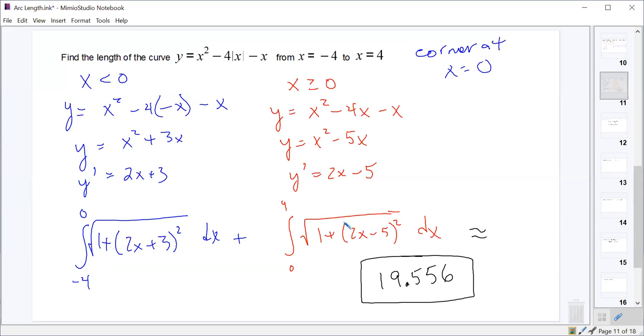And just a side note, how would we have integrated each of these if we didn't use our calculator to approximate them? Would you use sub? Yep, you do a trig sub, right? You let 2x plus 3 equal tangent theta for this one. And you let 2x minus 5 equal tangent theta for this one. And so then you'd have 1 plus tangent squared, which would become a secant squared, which would do square root to become a secant, and so on. And you'd integrate secant with some constants and get that same natural log absolute value secant plus tangent that we got on that one previously.